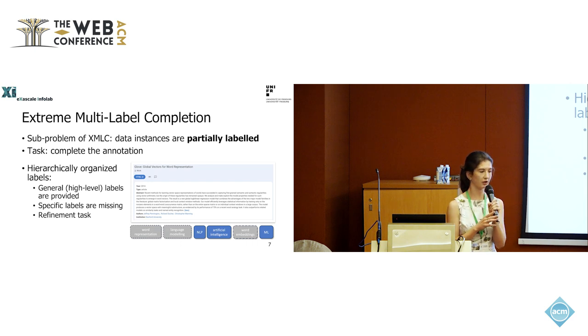And when we talk about hierarchically organized labels, so when our labels are in some form of a taxonomy, the most common case of label completion is when the most general labels, or labels corresponding to the top level of the taxonomy, are provided, and more specific labels are missing. This is the common case because more general labels are usually easier to predict, both for models, because there are fewer of them and there is more training data, and also for human annotators, because normally they don't require that much domain knowledge and can be easily assigned even by non-experts.